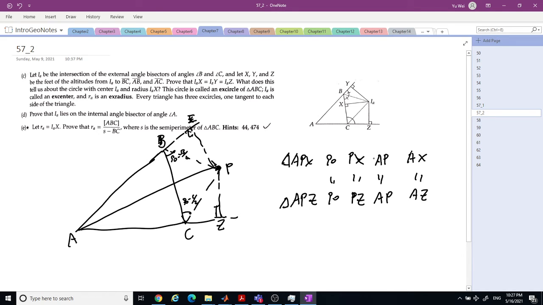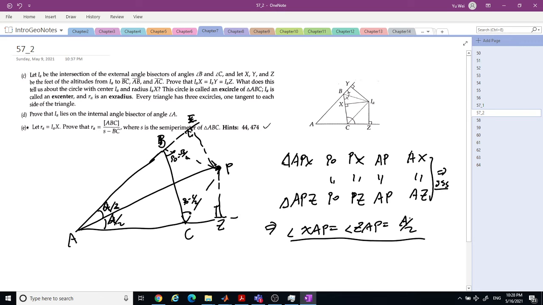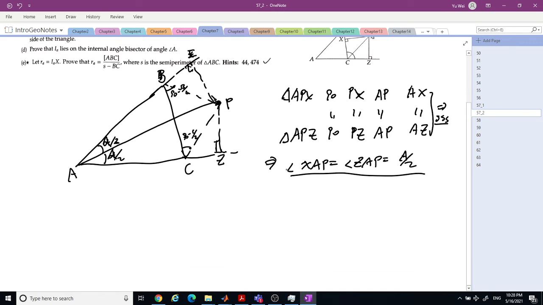The AP square minus PX square root. So that's why, according to SSS, these are congruent. So that's why you know this angle is alpha, this angle is alpha, right? This is A over 2, this is the A over 2. So that's why you know the angle XAP equals angle ZAP is A over 2. So the final question is to calculate the RA, right?